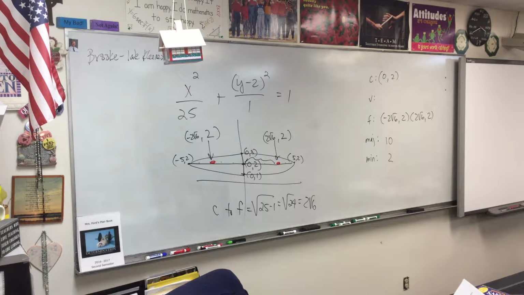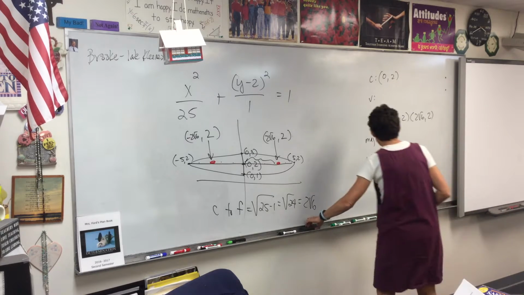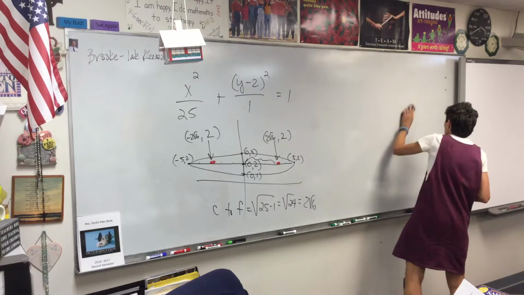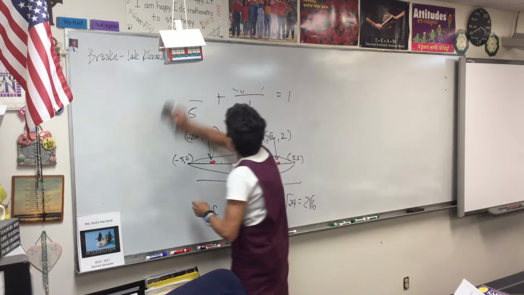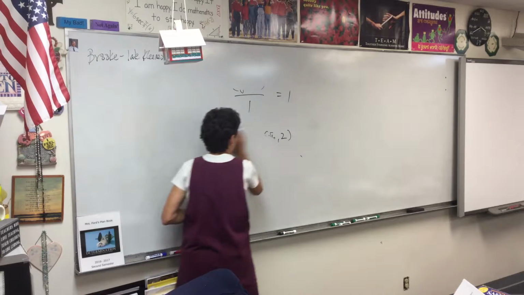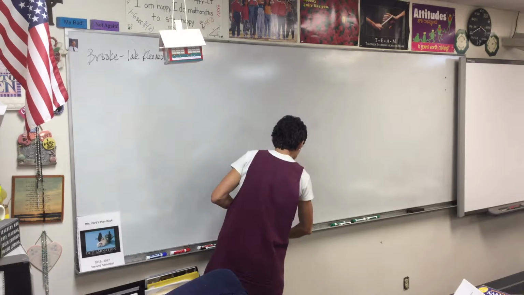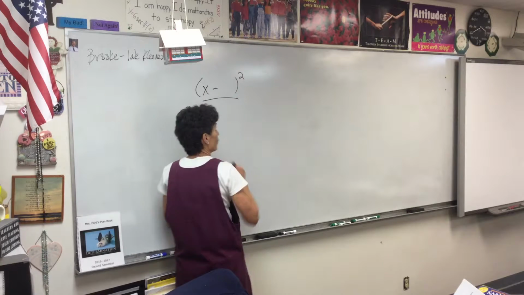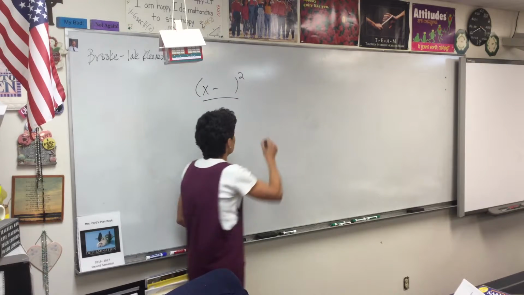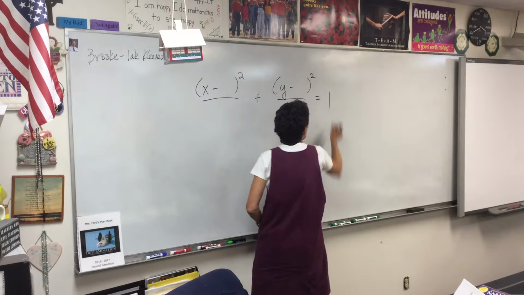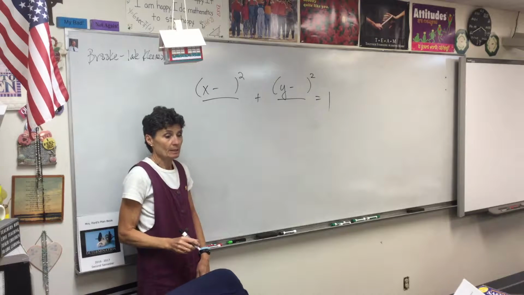Right? So here we go. We're going to write the equation of the ellipse. Now, the format we're going to use is the format all your equations have been in. So you're going to have an x parentheses squared over a number. You're going to have a y parentheses squared over a number, and it's going to equal 1.